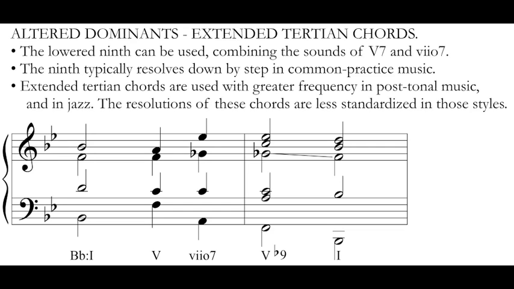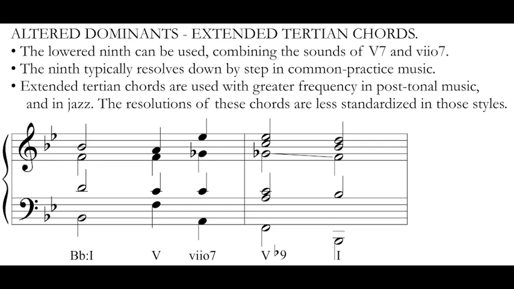That's a little bit beyond the scope of the video, and so what I'll say is in common practice music, again, they tend to be treated very similarly to sevenths. They tend to resolve down by step. You can see the G flat in my V flat 9 chord. I resolved down by step to an F natural, treating it as I do most dissonances with care to resolve in contrary motion to its approach.